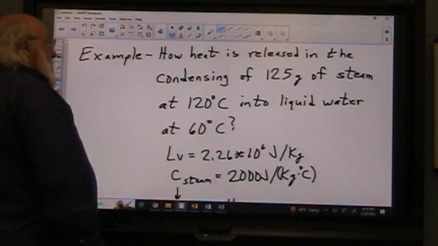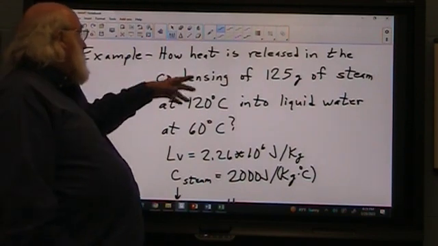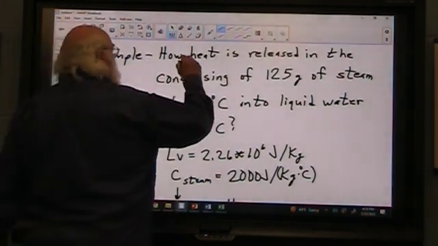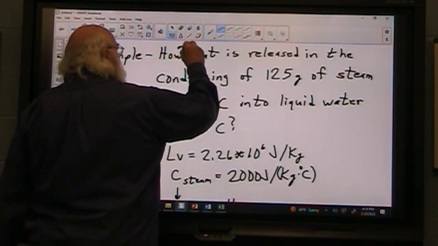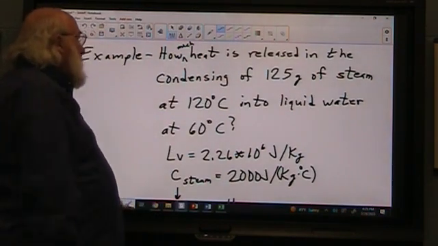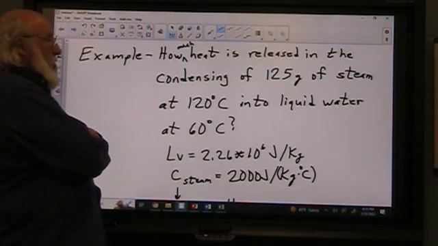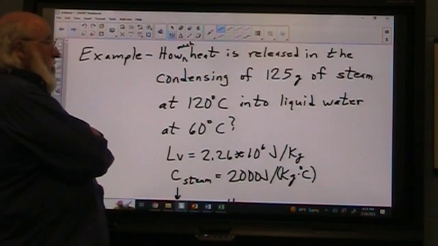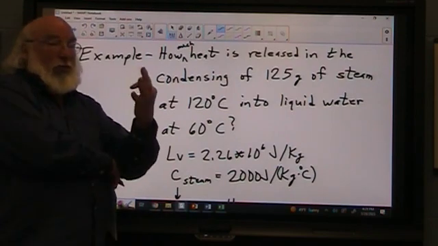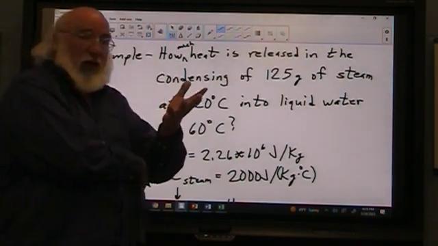Second example I want to show you here is how much heat is released in the condensing of 125 grams of steam at 120 degrees Celsius into liquid water at 60 degrees Celsius. So now we got three things going on. Well, what three things are they?